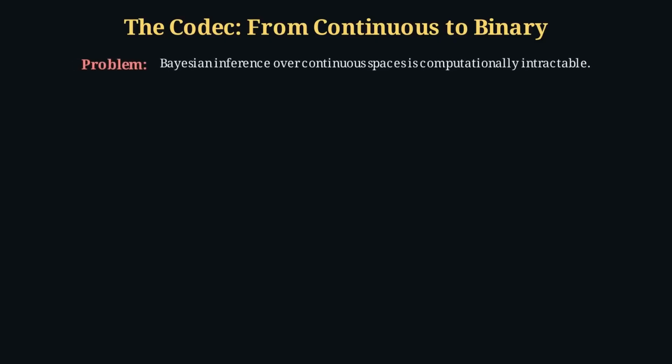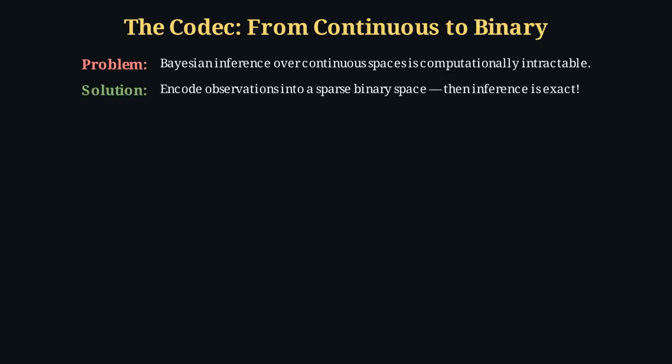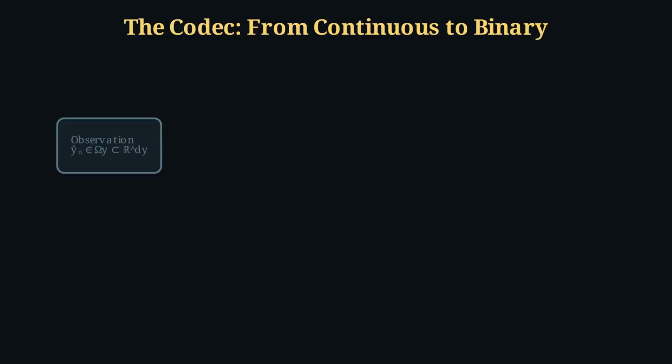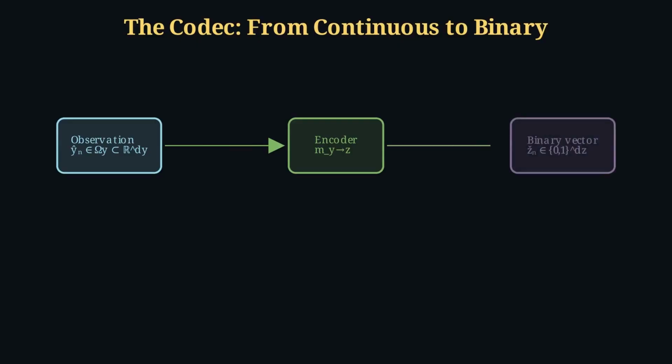A key challenge with Bayesian inference is computational tractability. Performing exact inference over a continuous, high-dimensional observation space is generally intractable. The solution proposed in this paper is a codec, a structure that encodes continuous observations into a sparse binary space, where exact Bayesian computation becomes feasible.